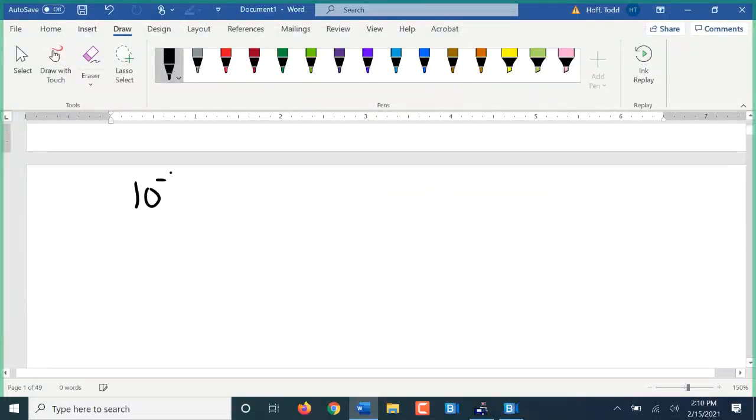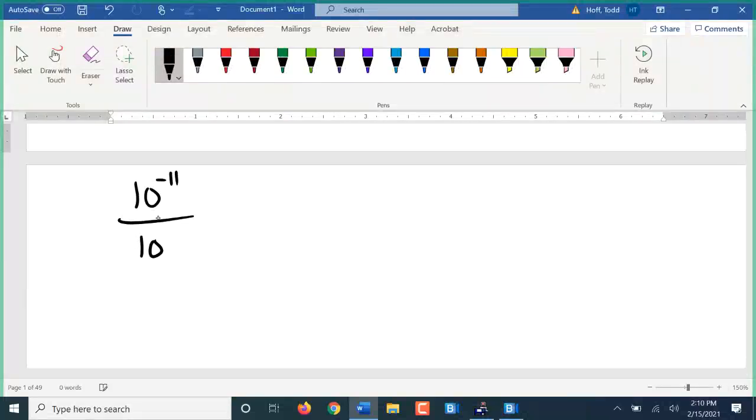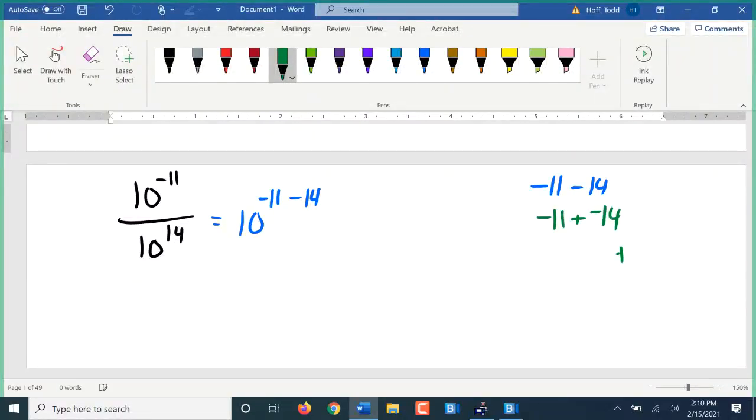I have 10 to the negative 11th divided by 10 to the 14th. Well, again, I'm subtracting powers. I have the same base of 10. I have negative 11 minus 14. Well, negative 11 minus 14 can be negative 11 plus the opposite of 14, which is negative 14. Negative 11 and negative 14 both go the same direction, so we get negative 25. We have to be extremely careful working with those negative powers.